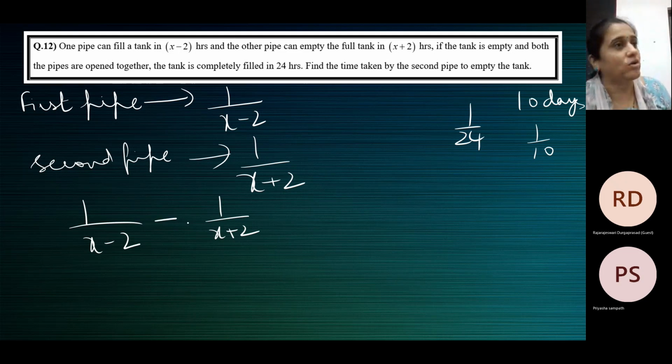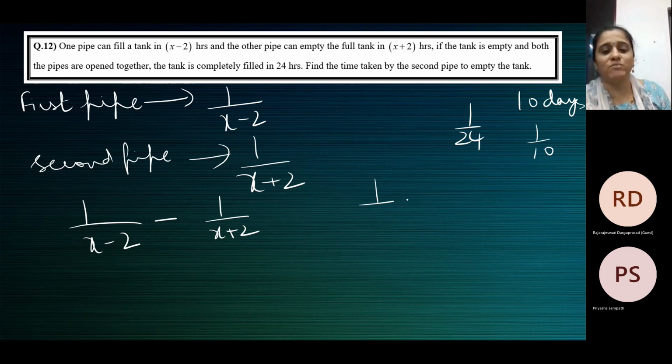So that means I should subtract. What is filled minus what is emptied. I can't add, they're opposite actions. Same actions I can add: if one pipe is filling and the other pipe is also filling, I'll add, they're doing the same work. But they're doing opposite work, one is filling, the other is emptying. So you should subtract. Do you understand that?